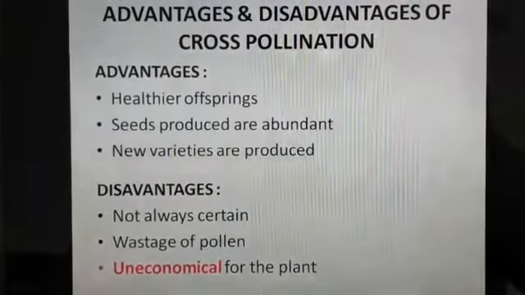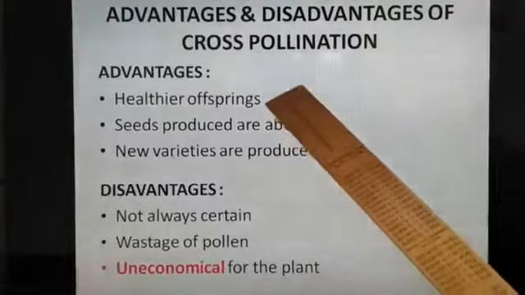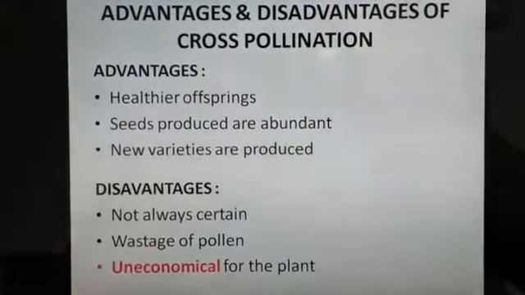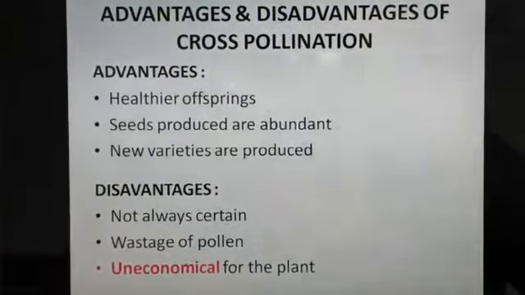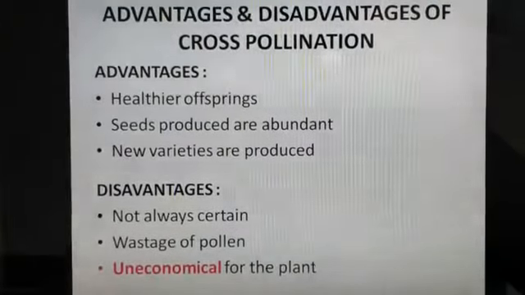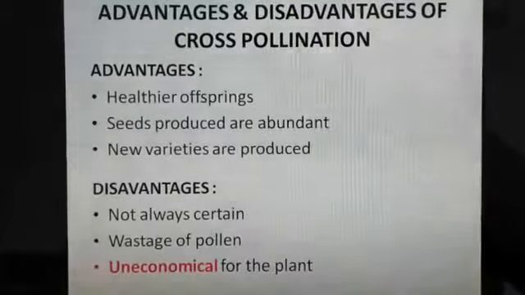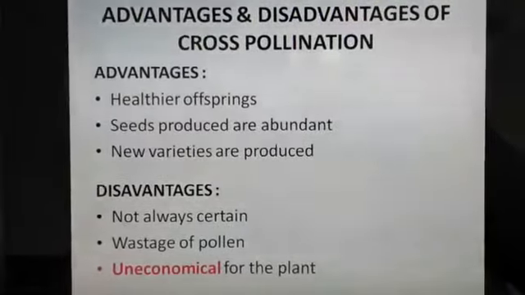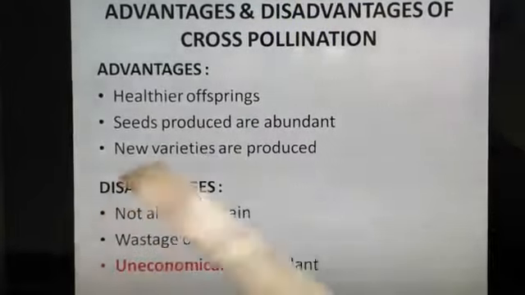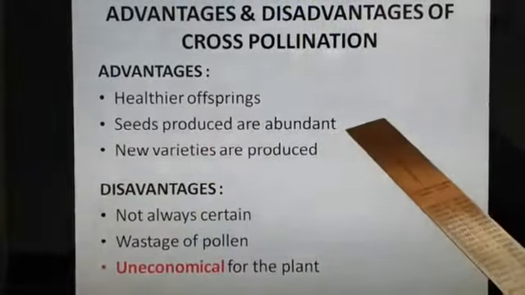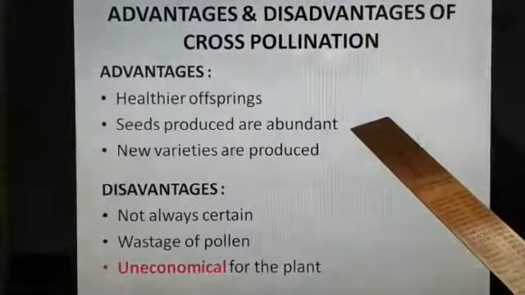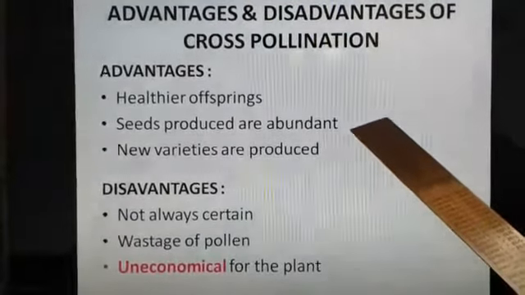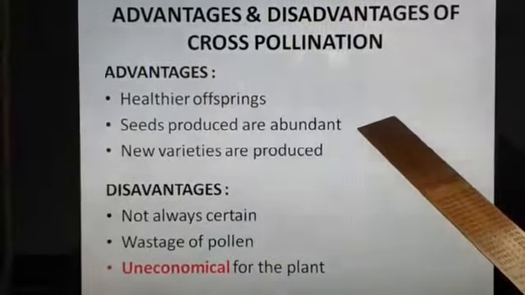Advantages. Offsprings produced in cross-pollination are healthier. It is because it is a cross between two varieties or two different plants. So the characteristics remain dominant and healthy in the plant. Seeds produced are abundant. It is seen that the seeds produced in these kinds of flowers are abundant. So we can grow more number of plants.